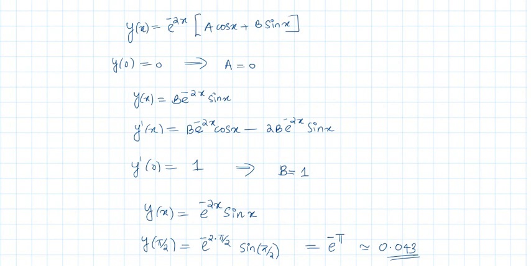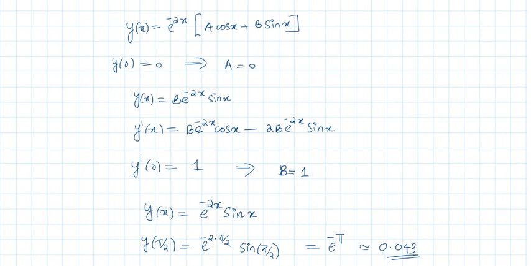The second boundary condition is given on the derivative, so you have to evaluate the derivative. y prime of x is equal to b into e raised to minus 2x times the derivative of sin x, which is cos x, plus b into sin x times the derivative of e raised to minus 2x, which is minus 2 e raised to minus 2x. y prime of 0 is 1, as given. So put x equal to 0 and the left hand side as 1. So 1 is equal to b.